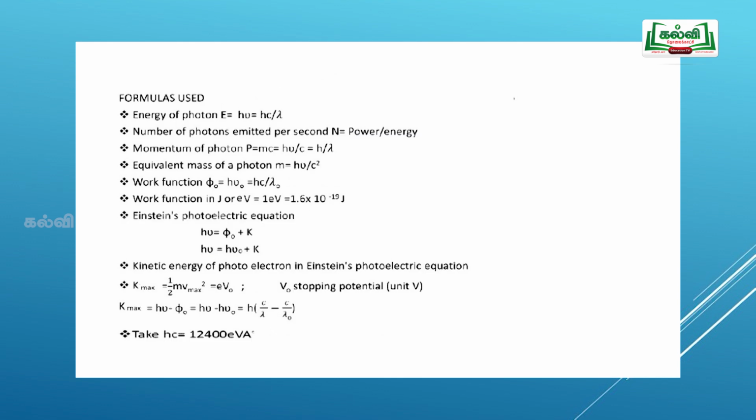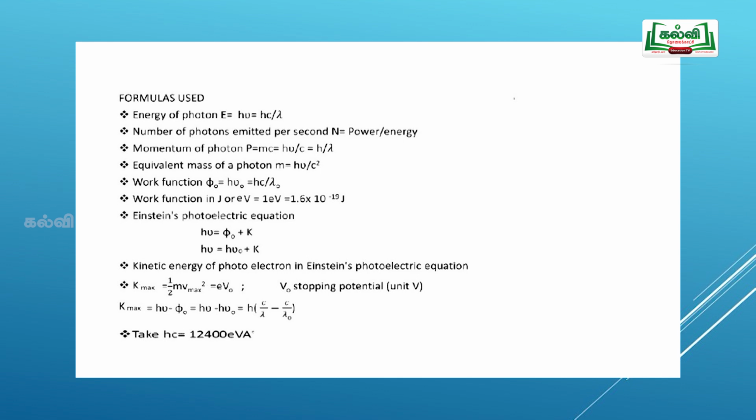Let's move on to the formulas used in this topic. Energy of the photon, E equals h nu equals hc by lambda. Number of photons emitted per second, n equals power by energy. Momentum of the photon, P is equal to mc, equal to h nu by c, equal to h by lambda. Equivalent mass of the photon, m equals h nu by c square. Work function, phi naught is equal to h nu naught, which is hc by lambda naught.